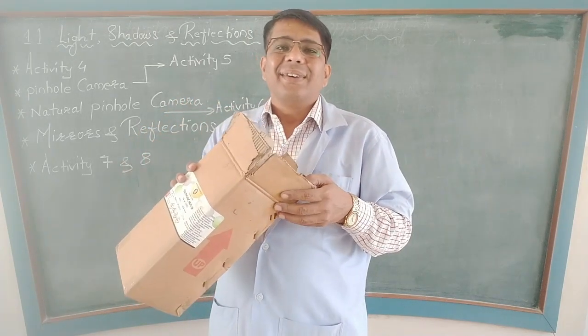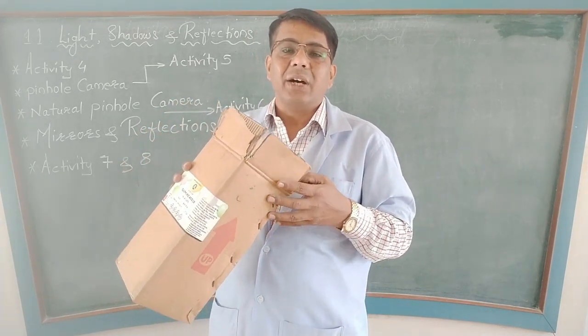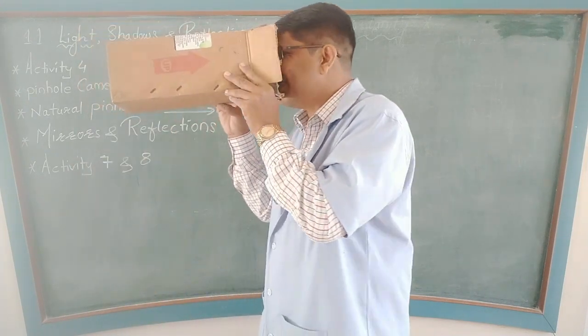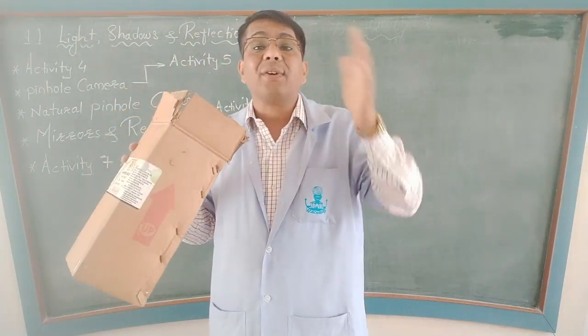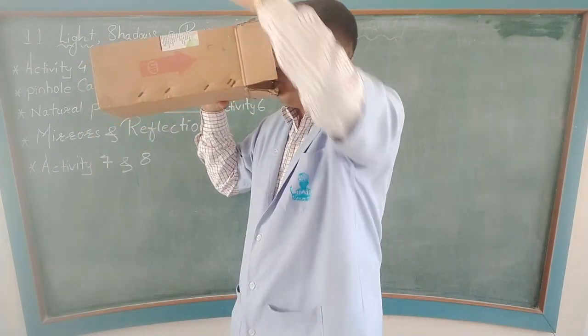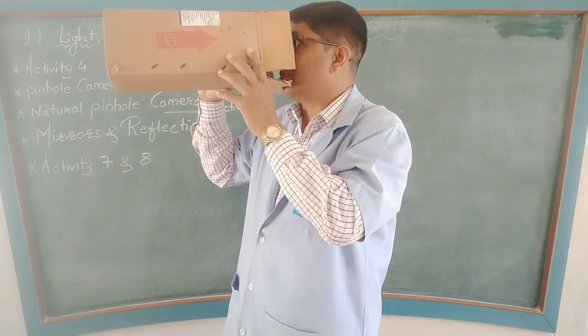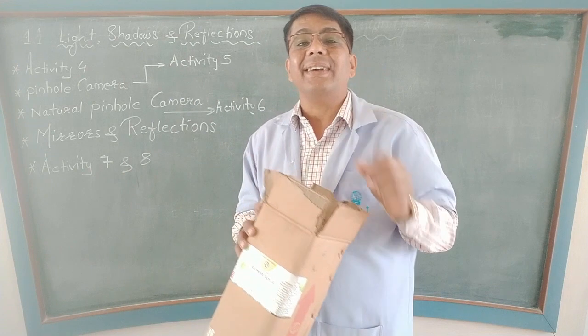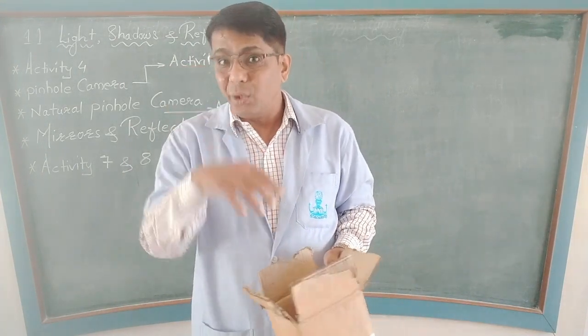And then when you are seeing the images, seeing the objects, what do you do? Place it like this. And have a black piece of cloth, cover your head and this open end with that and see through it. Move the box and try to get the clear shadow of the objects. It's interesting. Do it.